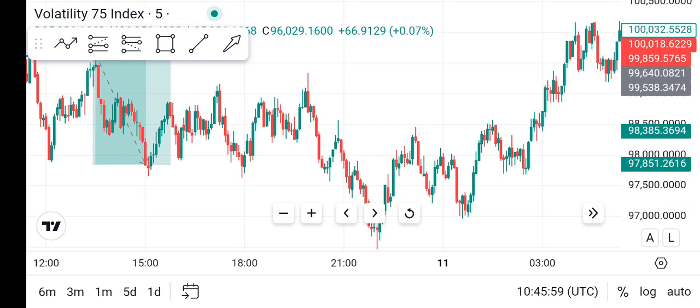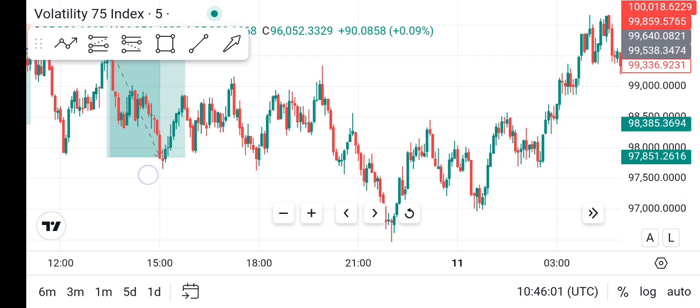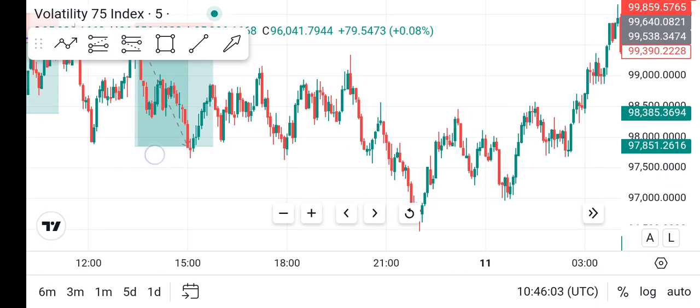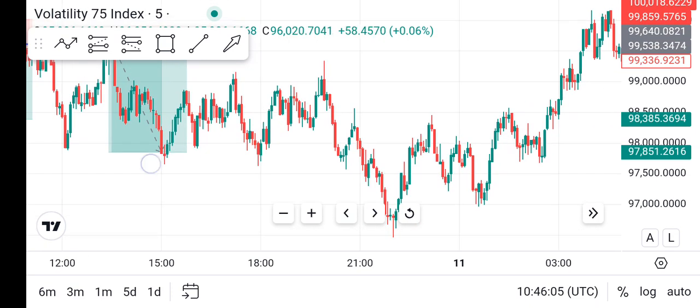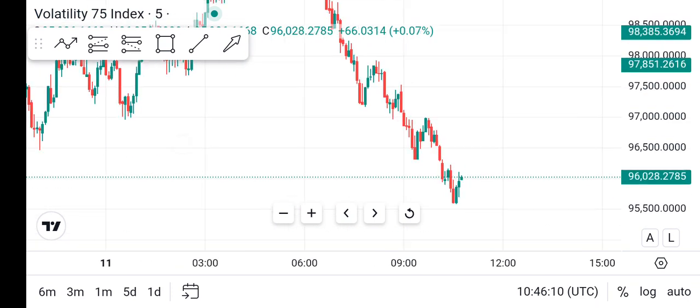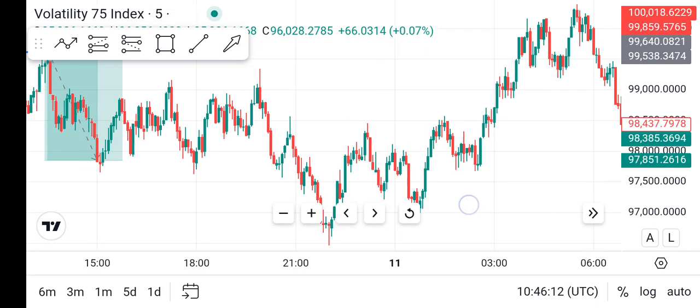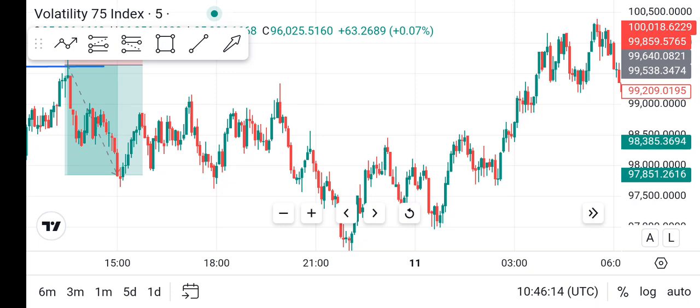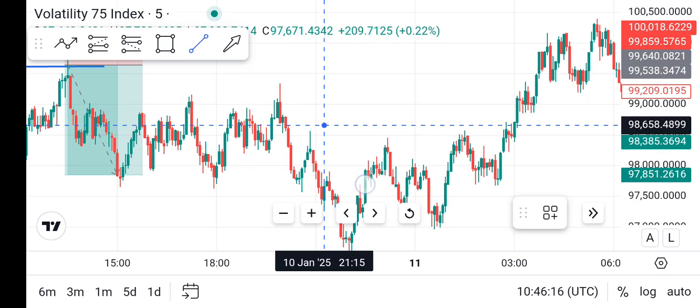Now, this doesn't mean it's going to be working every time. No. There are some days that you will have losing trades. There are some days that it will just not work. Do you understand? Now, this is an example of a day that the setup did not work.